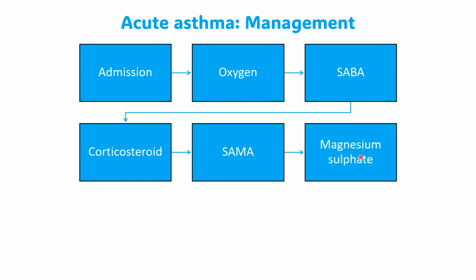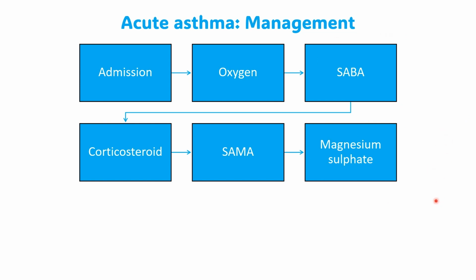Next, we have magnesium sulfate, which has bronchodilator effects because it blocks the influx of calcium into the bronchial smooth muscle. Typically, we give it intravenously, 2 grams over 20 minutes. Okay, and at this point, you will be wanting to think about some senior input.